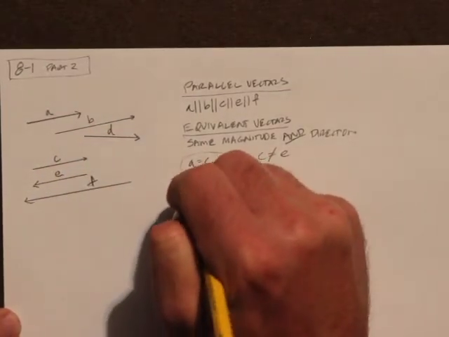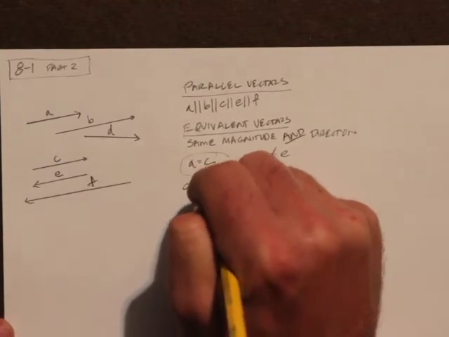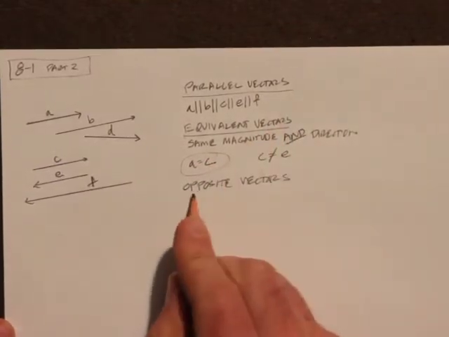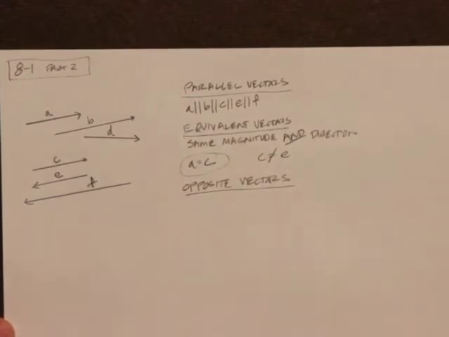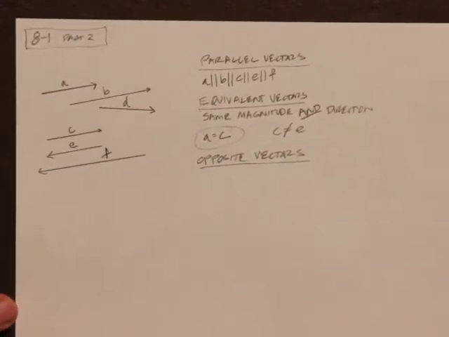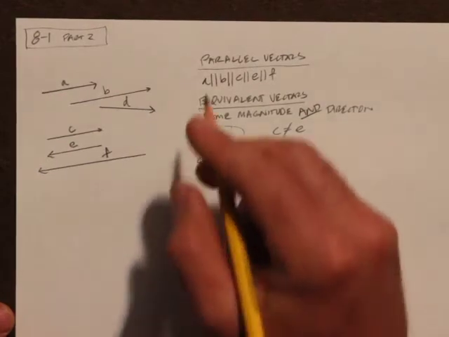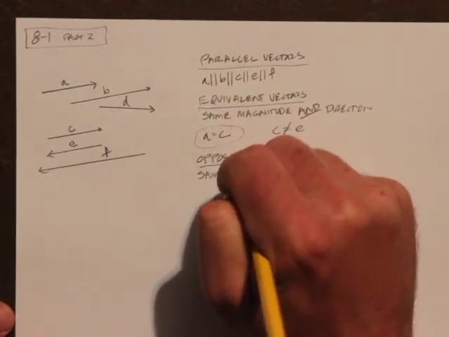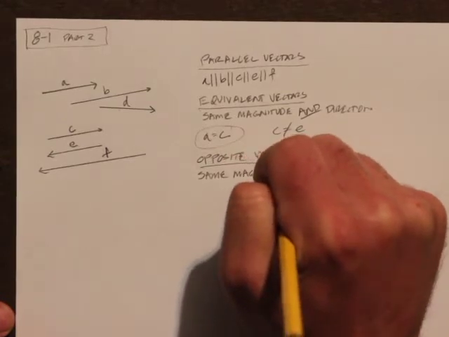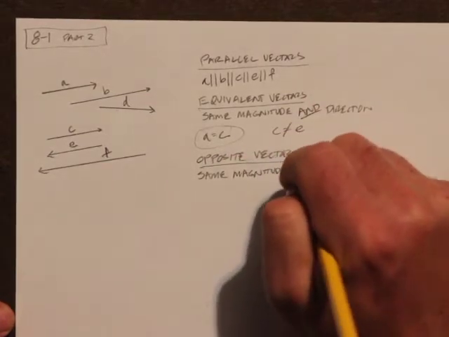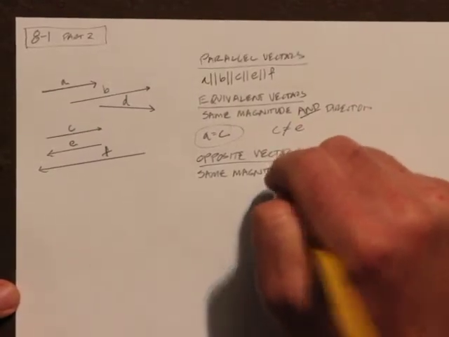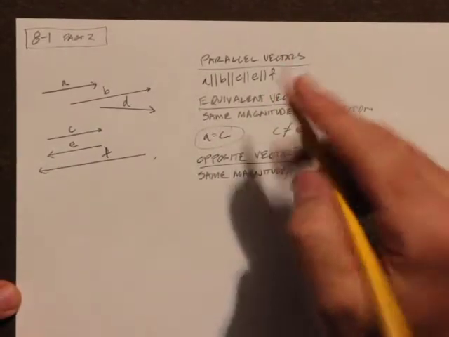Opposite vectors. Opposite vectors have the same magnitude and opposite direction.